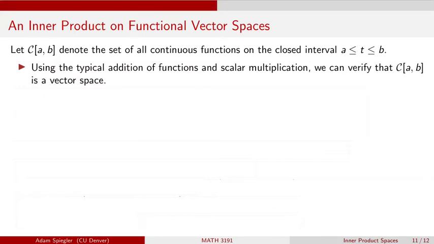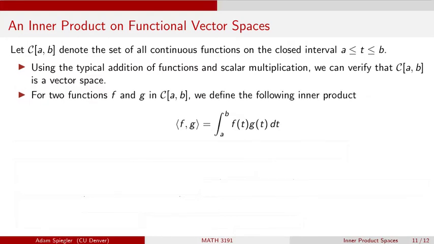And so defining the typical addition of functions and multiplication of a function by a scalar, we can verify that this set of functions with those standard operations actually forms a vector space. And so if we define the following function, that for any two continuous functions f and g in this vector space, we are going to define the inner product of f with g as the definite integral of the product of f and g evaluated over the limits from a up to b.